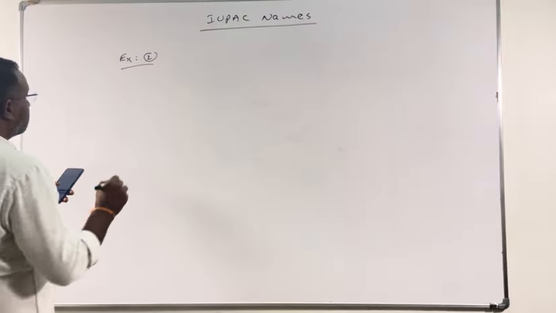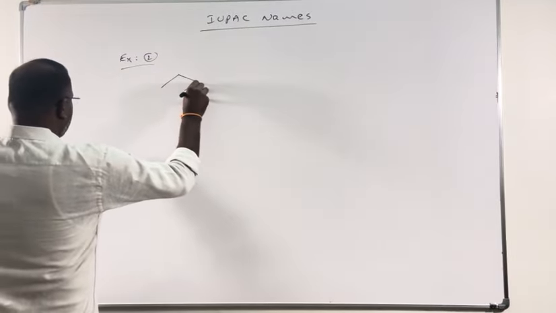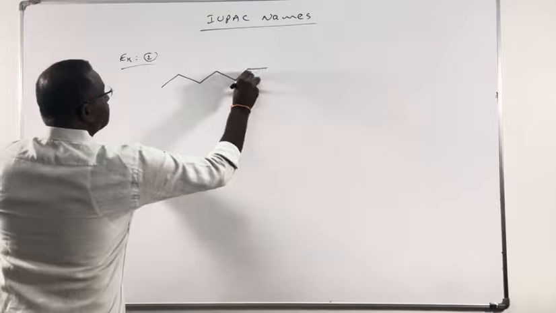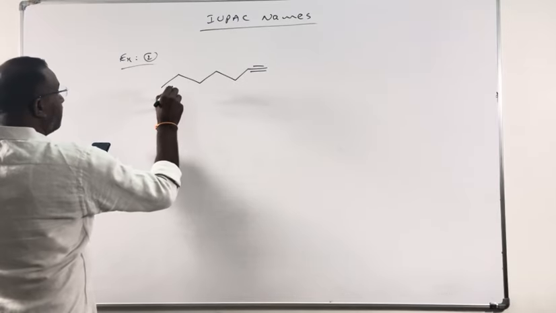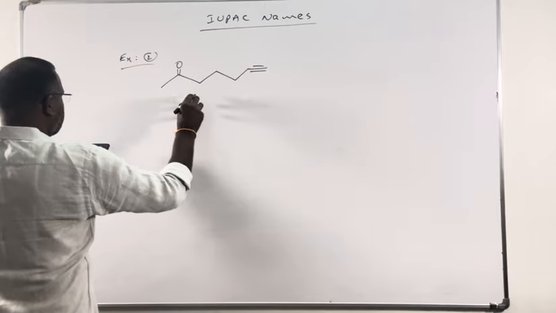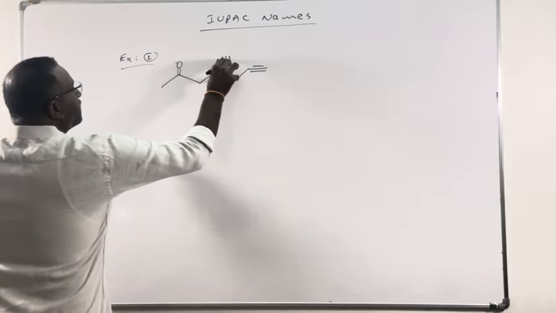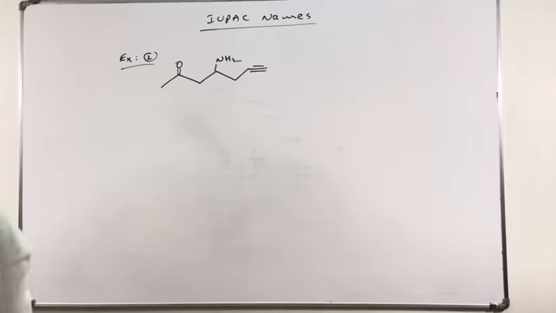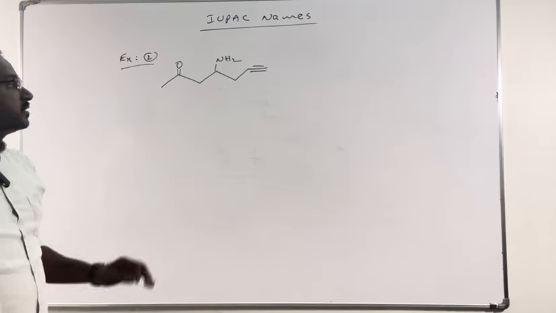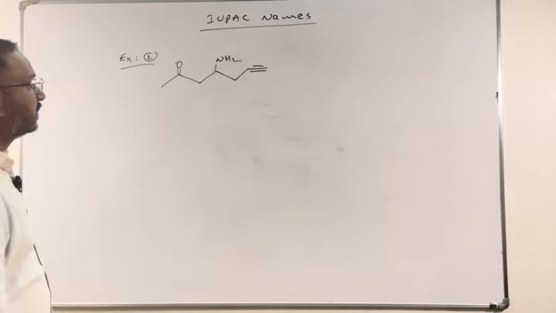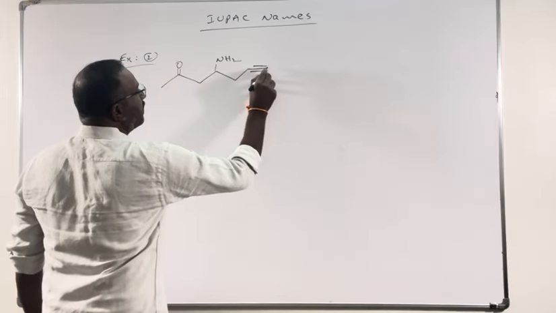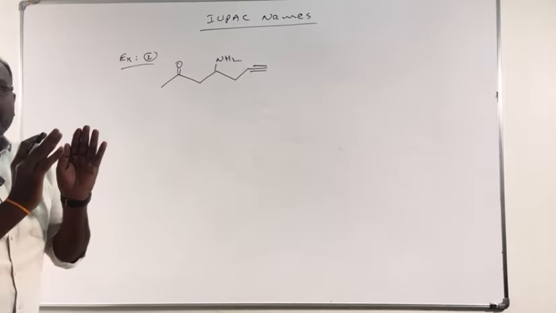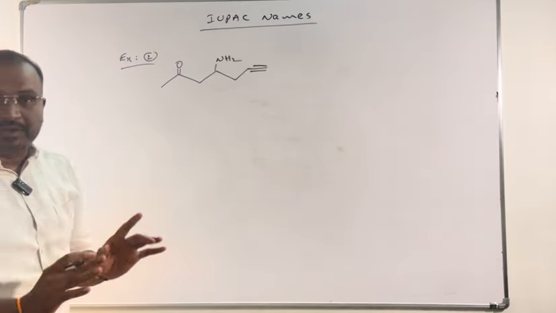Let's come to another example. 1, 2, 3, 4, 5. A triple bond is here, a double bond O is here, and an NH2 group is here. Let me take this example. In this case, how do we write the IUPAC name for this? The last carbon has a triple bond like this. Now, what functional groups are there in this molecule?